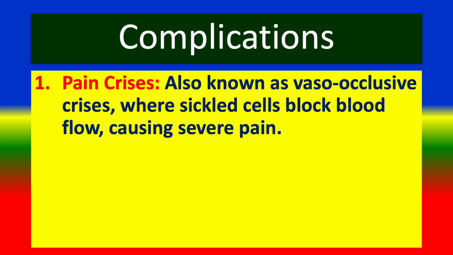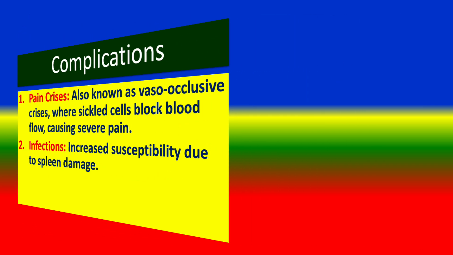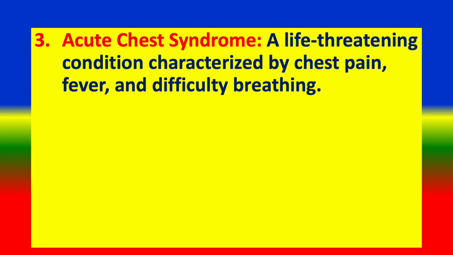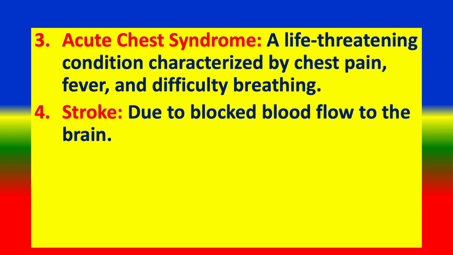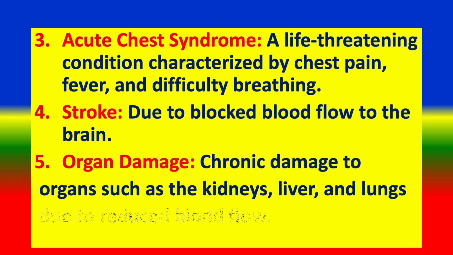Complications. 1. Pain crisis, also known as vaso-occlusive crisis, where sickle cells block blood flow causing severe pain. 2. Infections. Increased susceptibility due to spleen damage. 3. Acute chest syndrome, a life-threatening condition characterized by chest pain, fever, and difficulty breathing. 4. Stroke due to blocked blood flow to the brain. 5. Organ damage, chronic damage to organs such as kidney, liver, and lungs due to reduced blood flow.